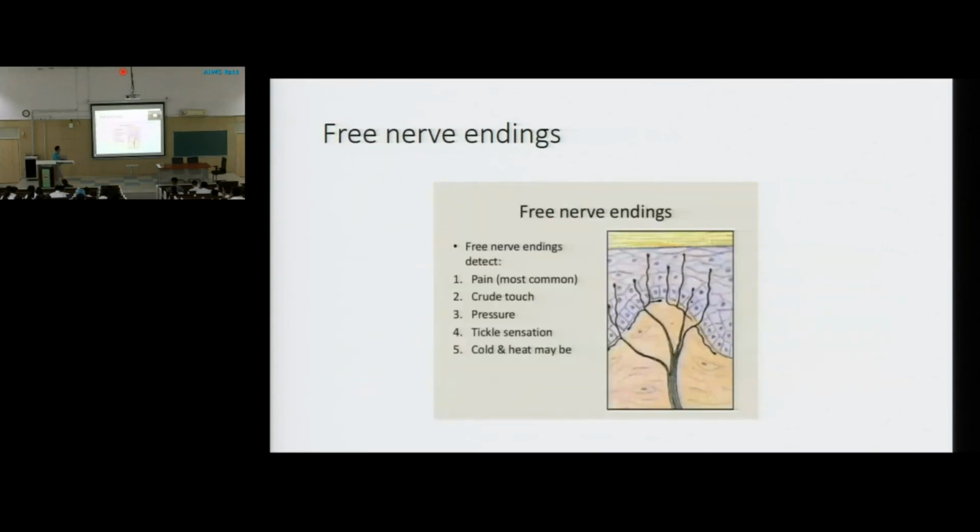Now free nerve endings are responsible mainly for the reception of pain, nociception. So all the nociceptors are free nerve endings. Apart from that, some other sensations like crude touch, pressure, tickle sensations, and cold and heat, the receptors of all these sensations are also a type of free nerve ending.